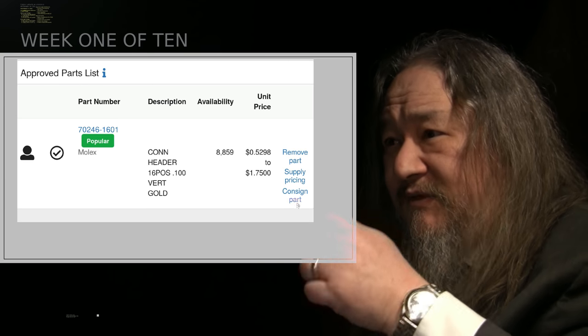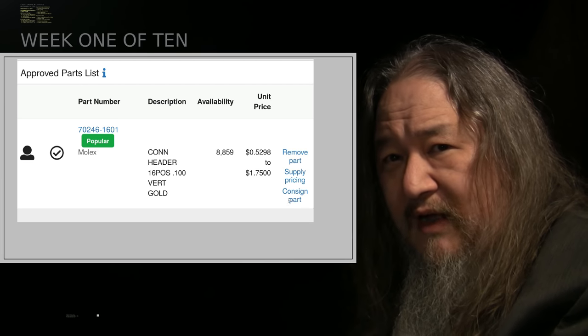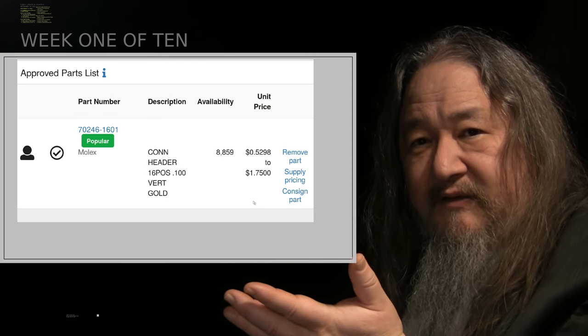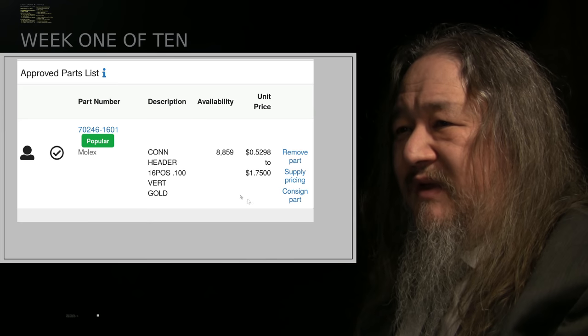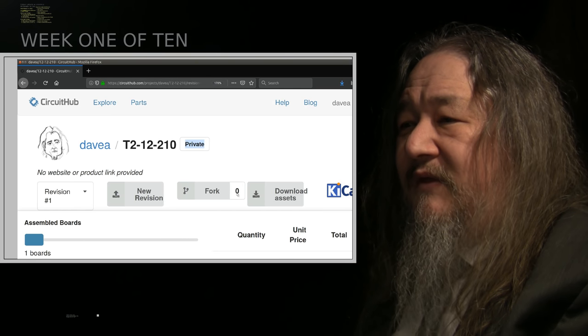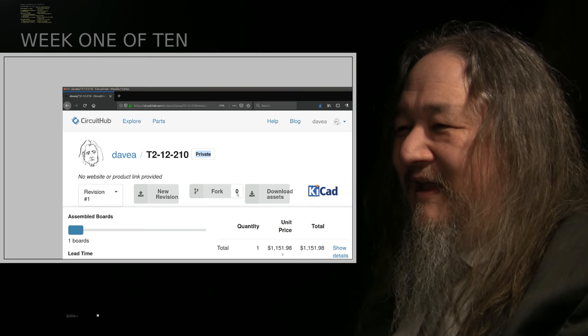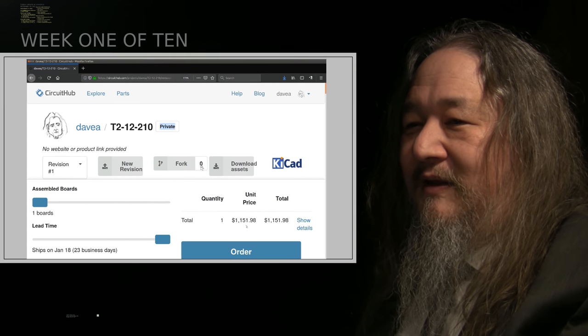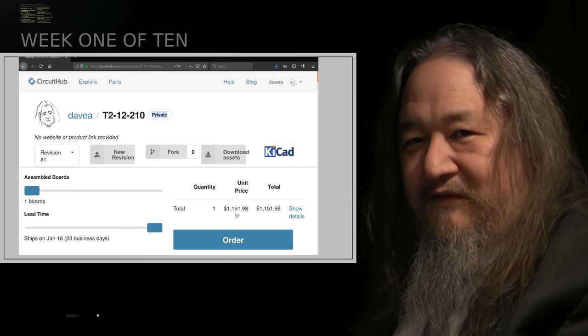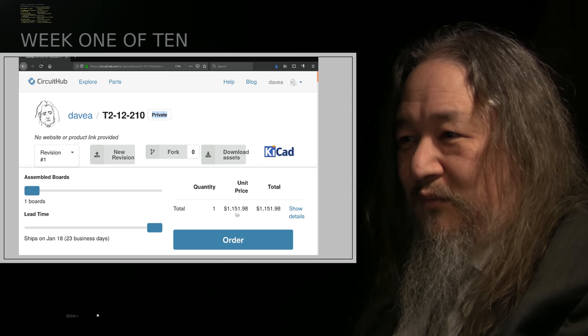And CircuitHub does provide a consigned part option, where you can buy the stuff and send it to them, or they can buy it themselves through their distributors and so on. So that was kind of a lot of money. But nonetheless, eventually I got to where I could actually get a quote. And here's my quote for one board. $1,150 for one board.